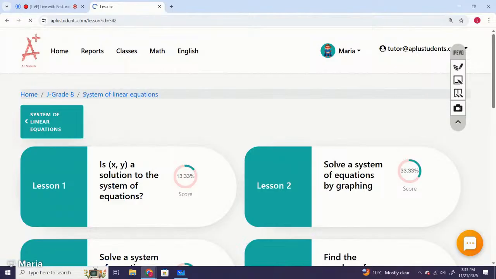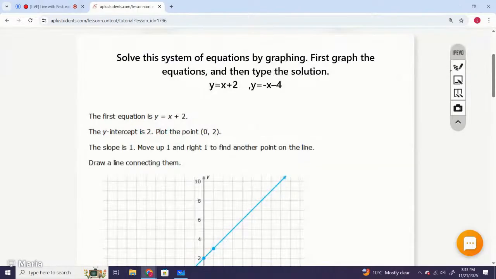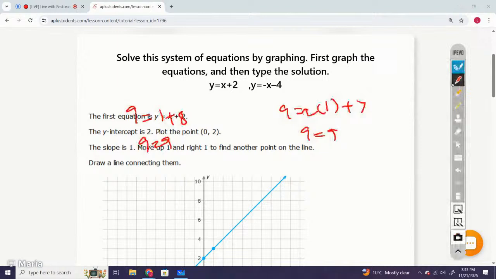The next lesson is solve a system of equations by graphing. So solve this system of equations by graphing. First graph the equations, then type the solution. So we are going to make the graph of the equations, right? We have two equations, y equals x plus 2 and y equals negative x negative 4. Start with the first equation.